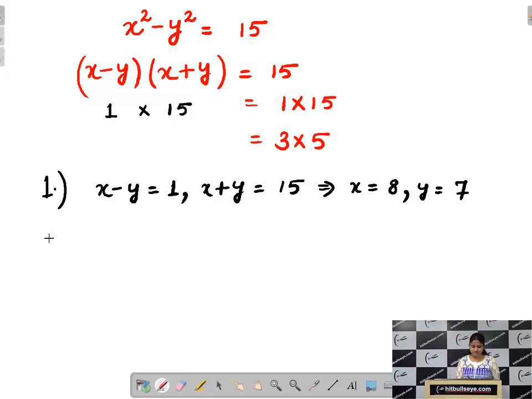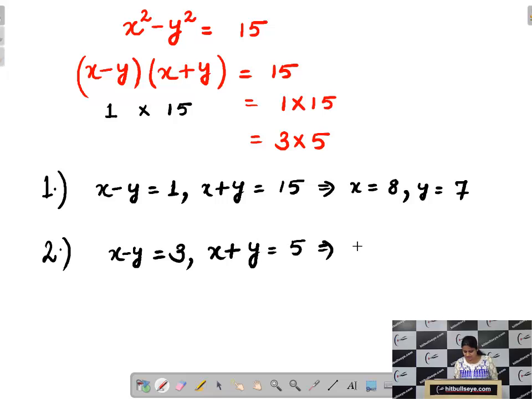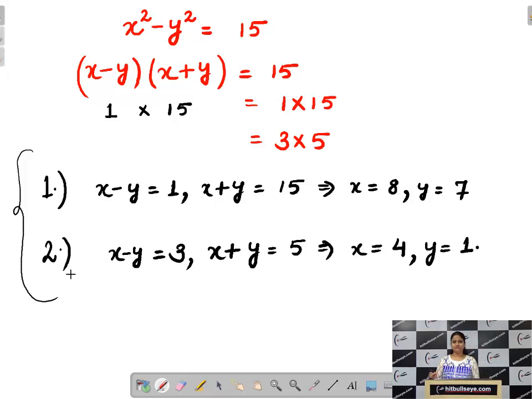Now coming to the second solution, if we take x minus y as 3 and x plus y as 5. If we solve it, we will get x as 4 and y as 1. So we are getting two solutions. Now, how can we use factors here? Instead of solving all these things, see, we want to find the number of positive integral solutions. We don't want to find the solutions themselves.